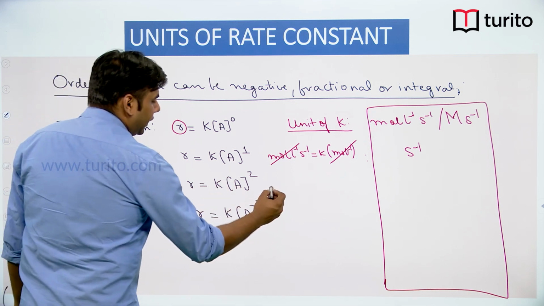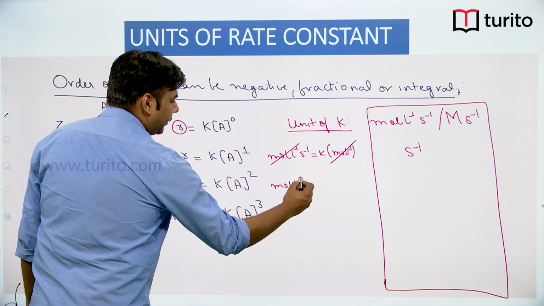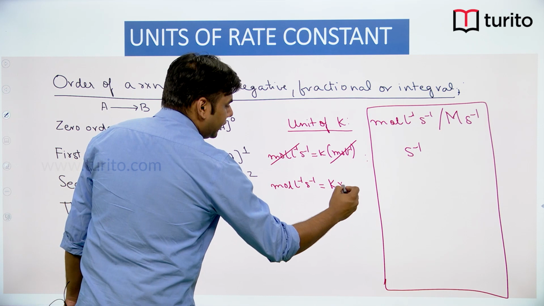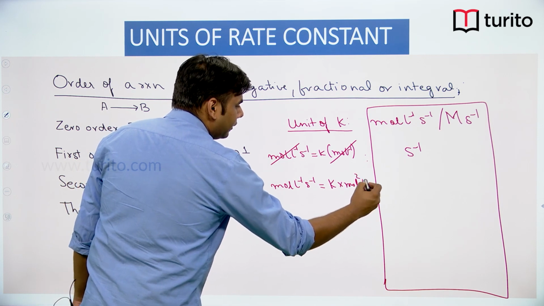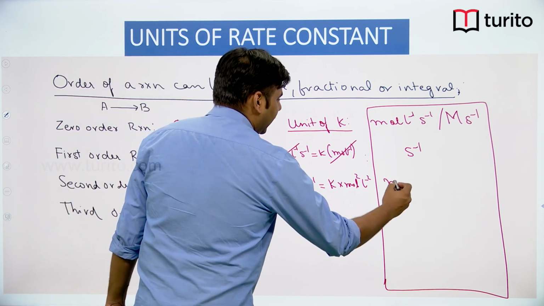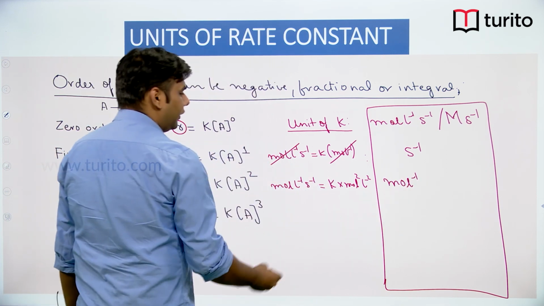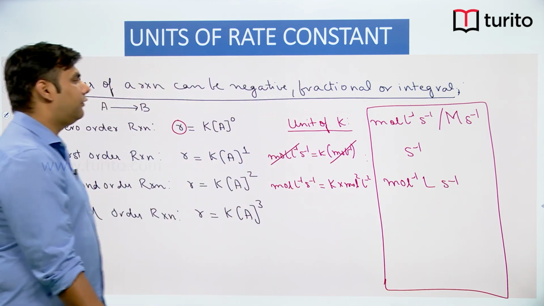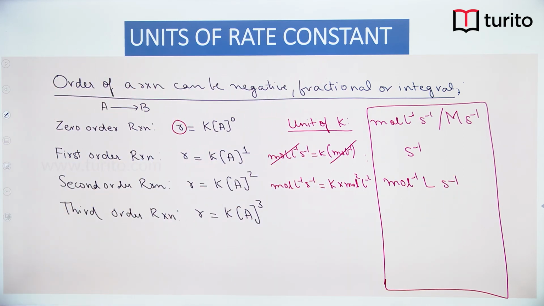Okay, so we know that the rate unit is moles per liter per second, and because we are squaring the concentration, it will basically be mole squared liter squared. If we cancel this out, we get the unit as mole inverse liter per second. So this is the unit of the rate constant for a second order reaction.